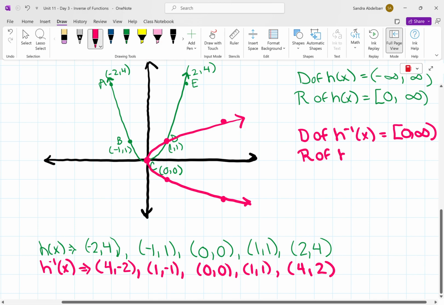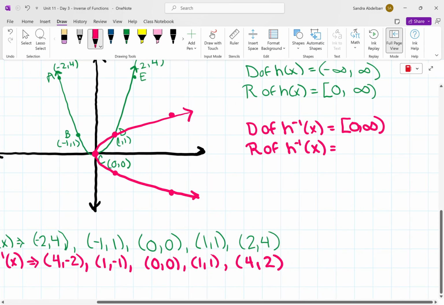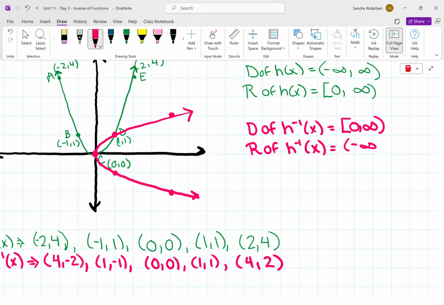What about the range of my inverse? Philip? The range? Oh, sorry. For the pink graph. Oh, it's all real numbers. Good. It's all real numbers. I'm going to do my infinities.